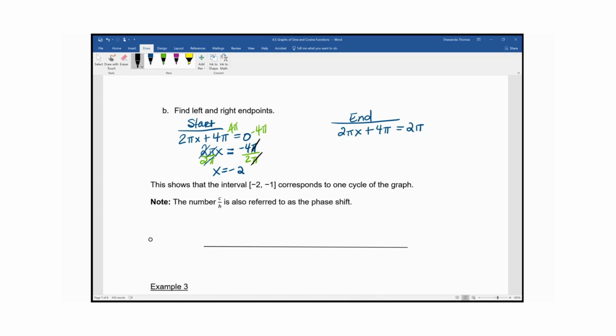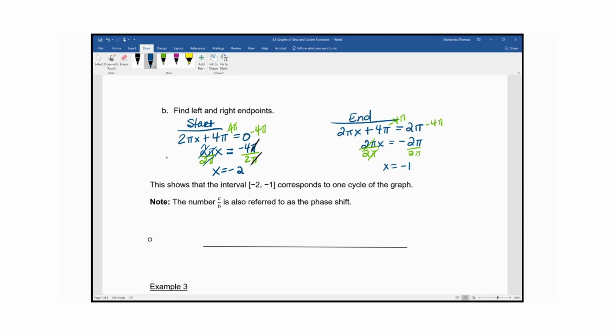All right. The end point? -1. Okay. Let's see. We're going to subtract 4 pi. 2 pi x equals -2 pi. Divide by 2 pi. x equals -1.